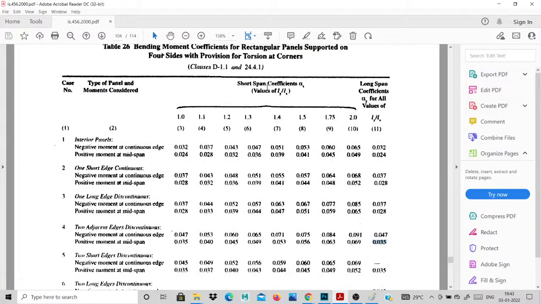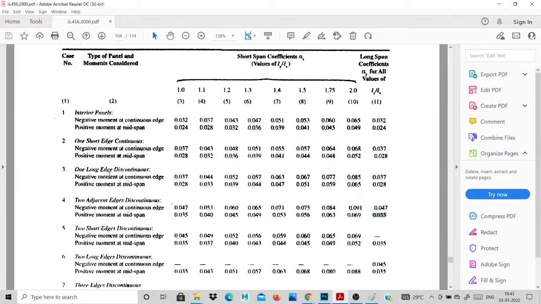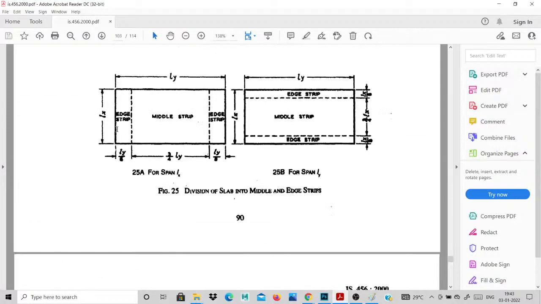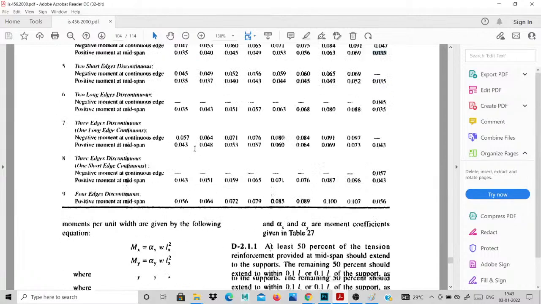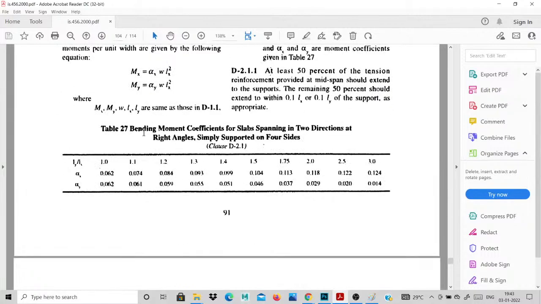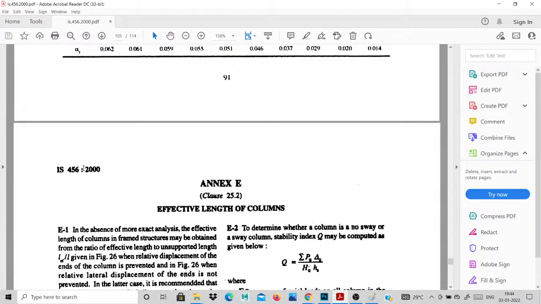Once you know Ly by Lx, you will know the edge condition. This is the main important thing. You know the edge conditions and the Ly by Lx ratio. The next one is simply calculated for this continuous slab. Then how to calculate the simply supported slab? The simply supported values are also given at the bottom of the table for your building.